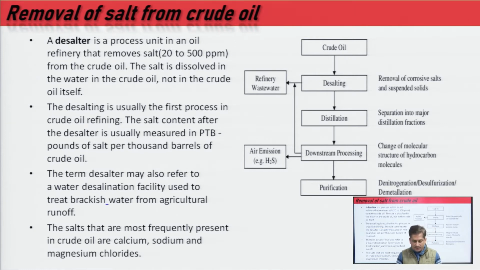The salts most frequently present in crude oils are calcium, sodium and magnesium chloride, and this is the diagram showing how it is removed. You can see from here that crude oil is first desalted, and refinery waste is removed. So, removal of corrosive salts and suspended solids. Then we go for distillation, in fact fractional distillation. Well, what is fractional distillation?